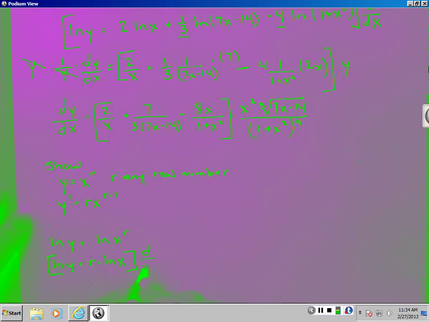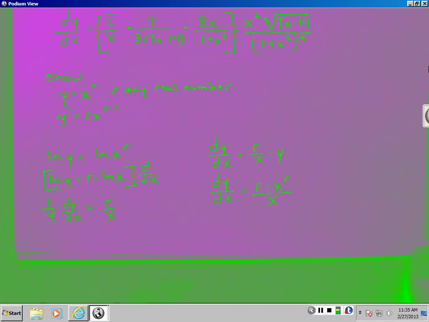Taking the derivative of both sides with respect to x, 1 over y times dy dx equals r over x. Very good. So now if I solve for dy dx, dy dx equals r over x times y. So that would be r times x to the r over x.